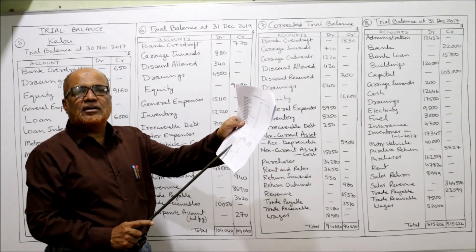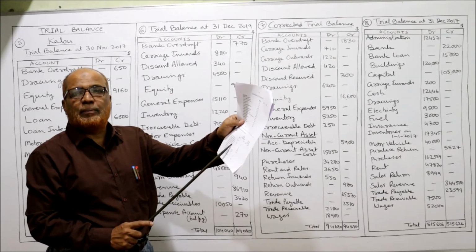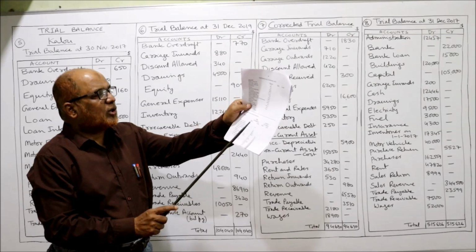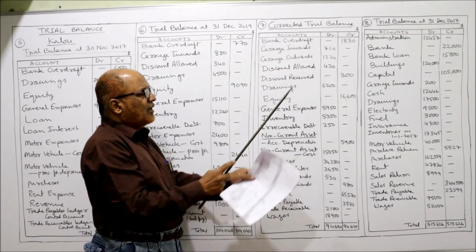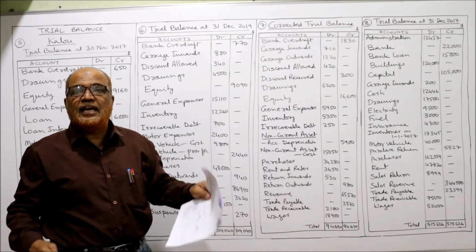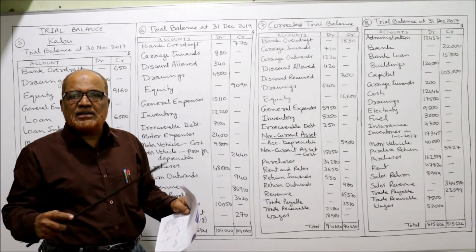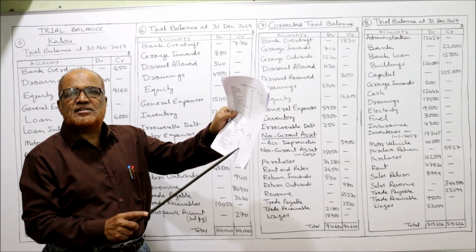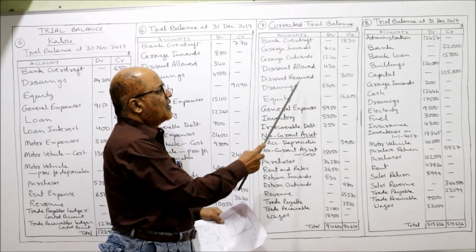Discount allowed is a loss. It should show debit balance. But by mistake it is taken on credit column. So this 420 we take it on the debit side. Discount received is an income. Credit column. So discount received 300 credit side. So I have taken 300 credit.